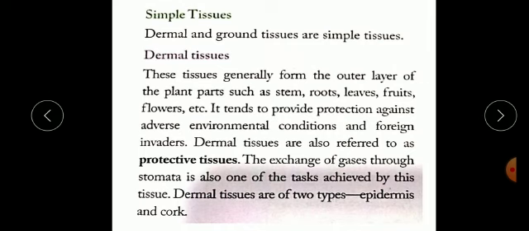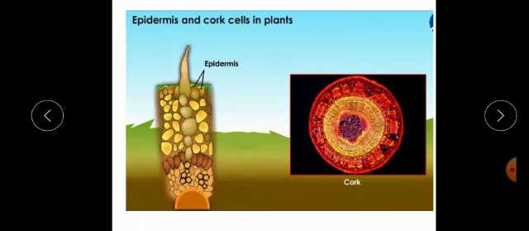Dermal tissue. These tissues generally form the outer layer of the plant parts such as stem, roots, leaves, fruits, flowers, etc. It tends to provide protection against adverse environmental conditions and foreign invaders. Dermal tissues are also referred to as protective tissues. The exchange of gases through stomata is also one of the tasks achieved by this tissue. Dermal tissue are of two types, epidermis and cork.